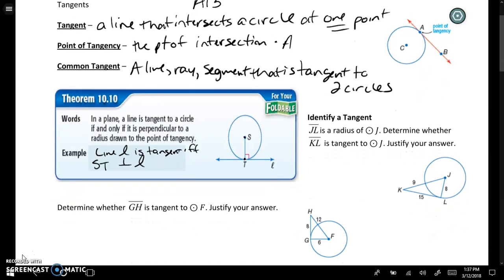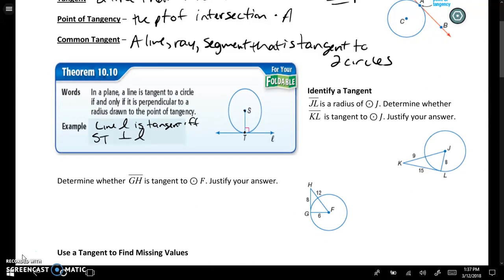Okay, so we can also figure out how do we know if something is a tangent? We're saying JL is a radius. We want to find out, is KL going to be a tangent? Because if it is a tangent, that means it makes a right angle. But if it is a right angle, that means the Pythagorean theorem has to be true. So we want to check 8 squared plus 9 squared.